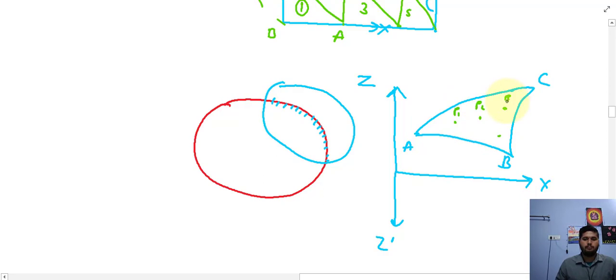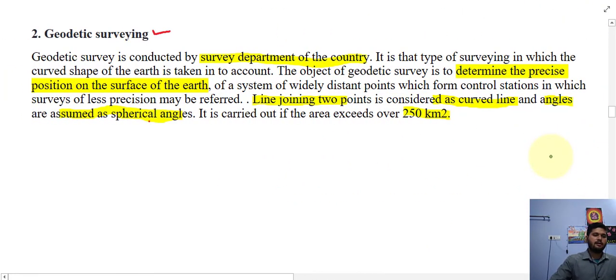P1, P2, P3 and P4, the lines are not parallel to each other because the points are on a curved surface, as the angles of these triangles are spherical angles. So this is the difference between geodetic survey and plane survey.